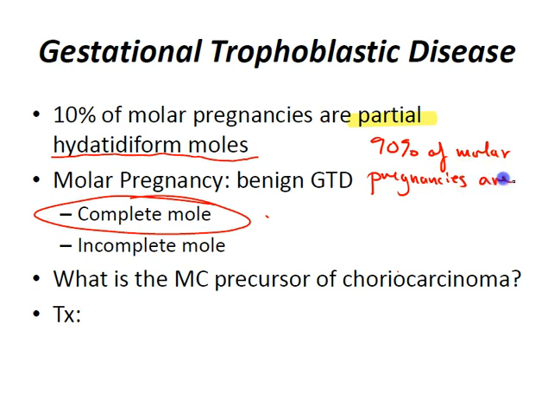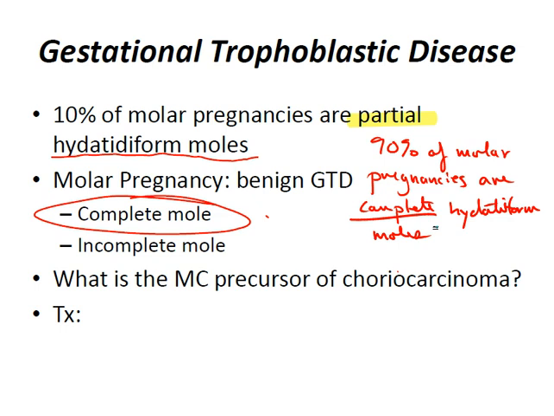Complete hydatidiform moles are where one or two sperm fertilize an empty egg. So all genetic material is paternally derived. You get a duplication of the haploid sperm, which leads to all placenta and no fetus. Okay, that is a complete hydatidiform mole.